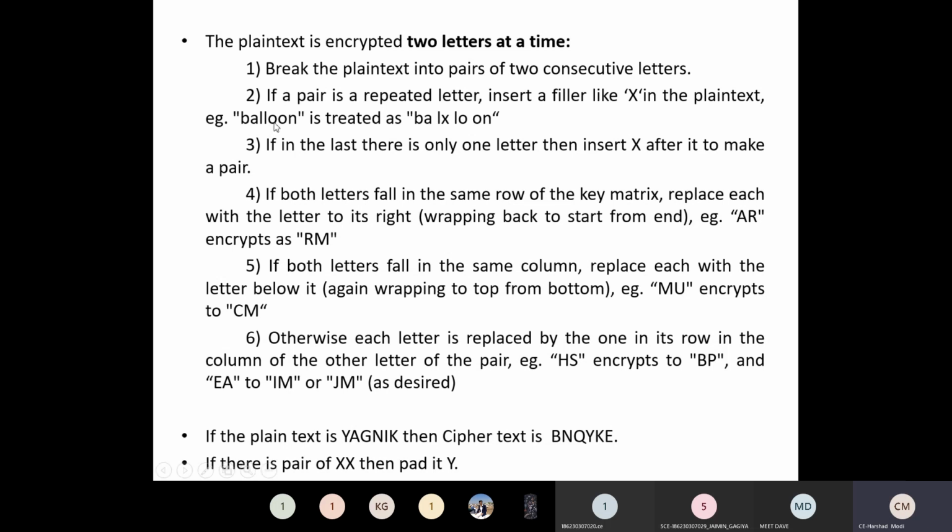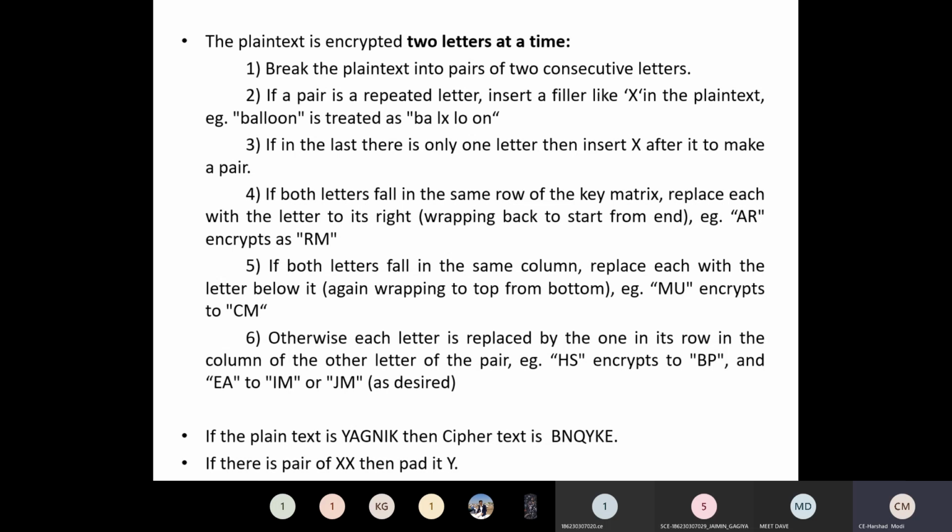So what will come in place of the second L? X. So the second L will be shifted one position to the right. The new pairs will become: BA, LX, LO, and the last one is ON. In this way we have to do the pairing.